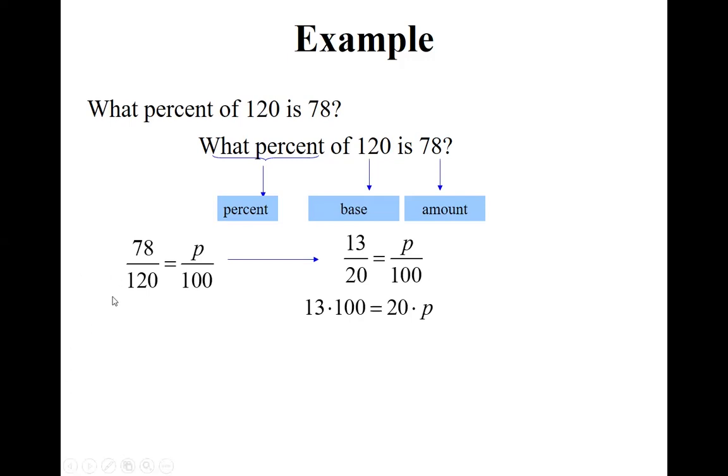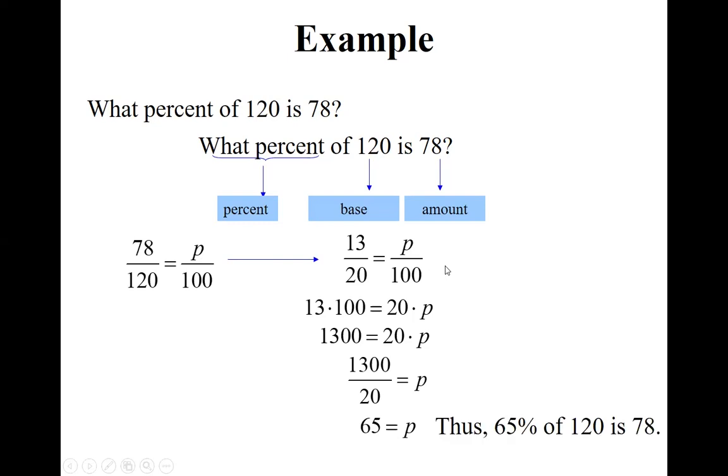We can reduce 78 over 120 to 13/20. Cross multiply, 1300 equals 20p. Divide both sides by 20. We get p equals 65. We don't have to do any fancy decimal moving because 65 is the percent number. 65 over 100 is 65%. As p, it's just plain old 65, though. 65%.